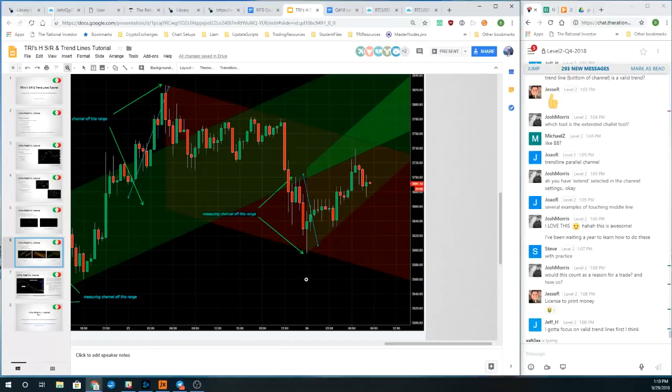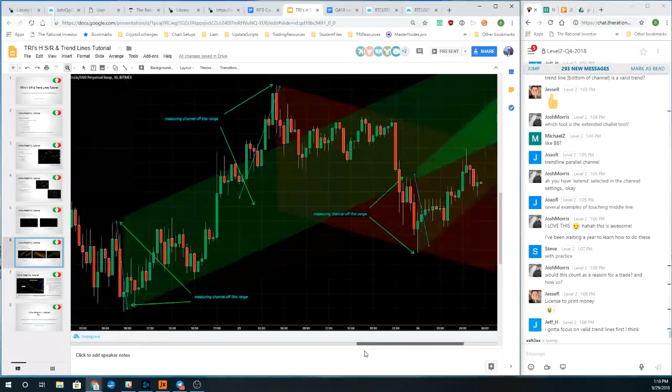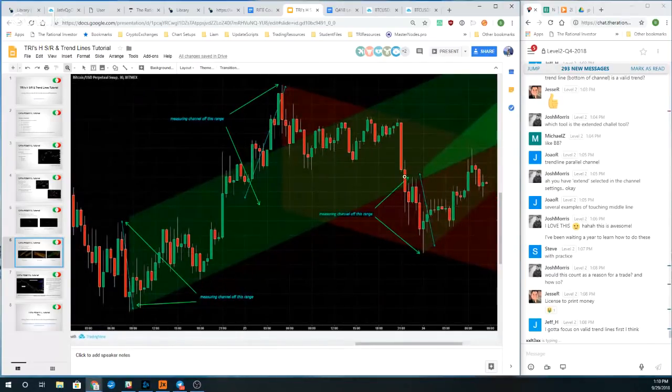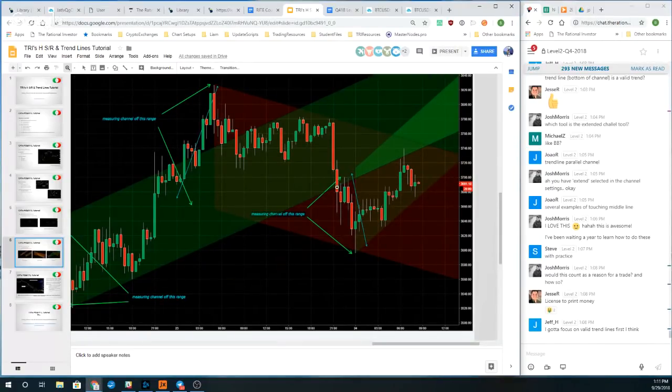And what you'll also notice too is that what once was support now becomes resistance. So this trend line and the channel is still perfectly valid. And now on the loss of this level, you can see that this level, what once was support, is now resistance. Make sense, guys?